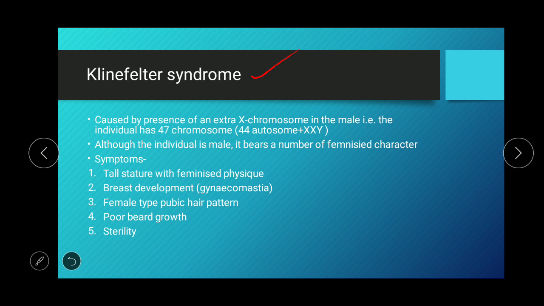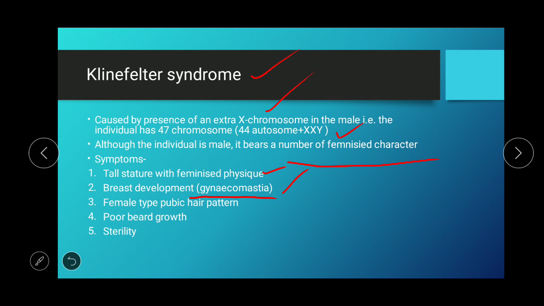Then come to Klinefelter syndrome. This is caused by the presence of an extra X chromosome in the male. The normal male is 44 plus XY, but here one extra X chromosome is there, so it will be 44 plus XXY. Although the individual is male because of the Y chromosome, there are a number of feminized characters. That means tall stature with feminized physique, and breast development will be there in the male also. This is called gynecomastia, breast development in the male due to Klinefelter syndrome.